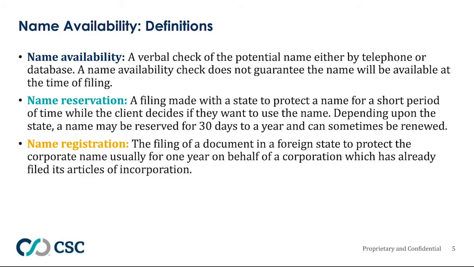The last bullet point there is a more permanent way of protecting a name. It's good for 1 year. The caveat is that the company has to exist somewhere in order to register its name. So it's commonly used by companies that are already doing business in a great many states, but wish to make sure that their name is available if they expand into other states without having the hassle of changing their name from a prior name.